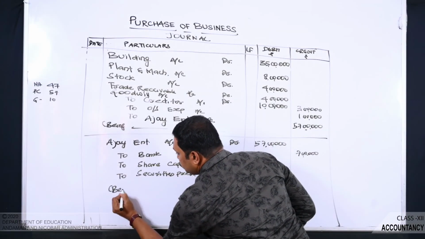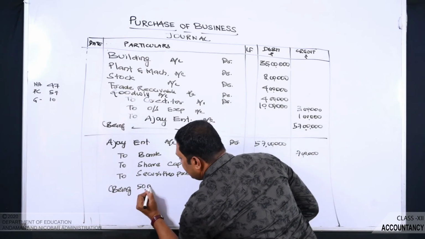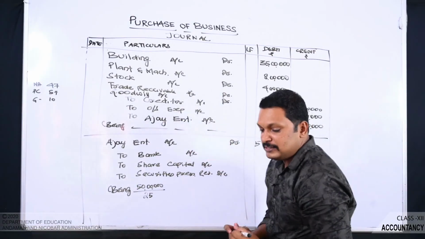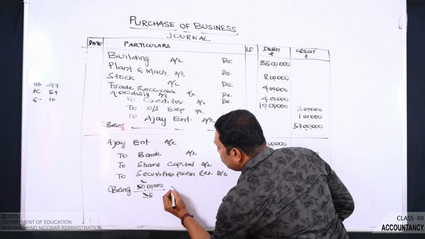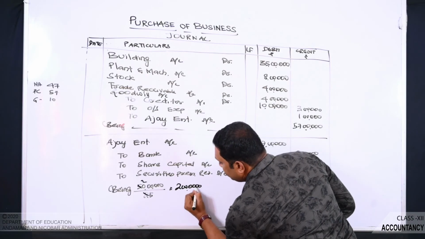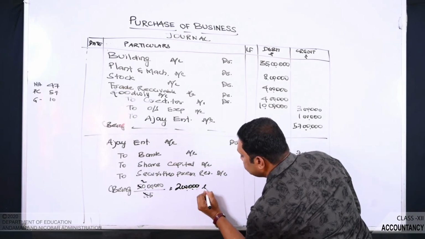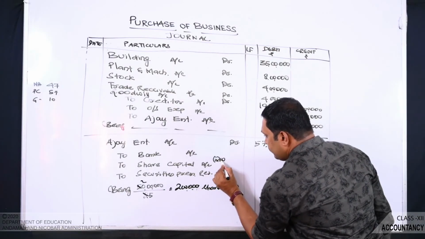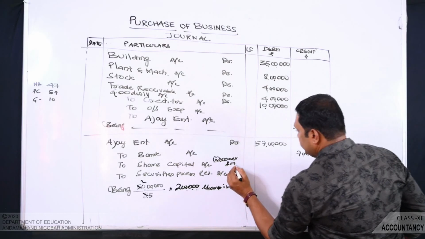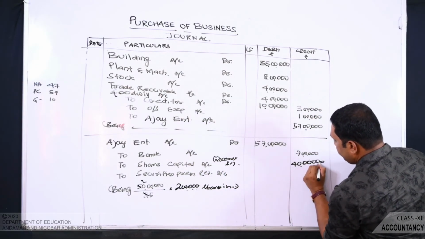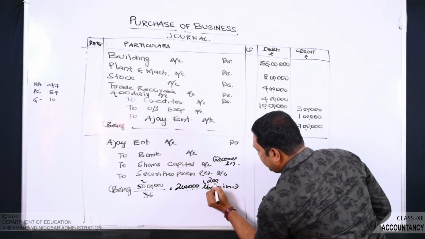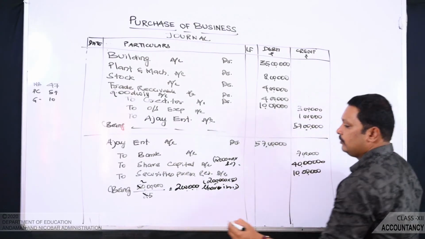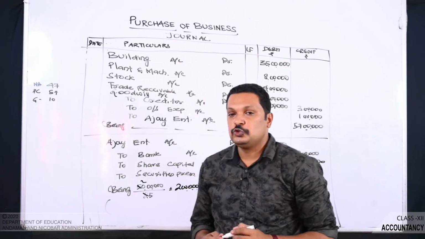So how many shares are we issuing? We don't know, so we have to calculate. 50 lakh divided by the issue price, which is 25. If you divide, we get 2 lakh shares. 2 lakh shares being issued. So how to write: 2 lakh into face value, that is 20, 40 lakh we have to write here, right? And in securities premium you have to write 2 lakh, the premium amount is 5, that is 10 lakh. That's all. Being shares issued to Ajay Enterprise.